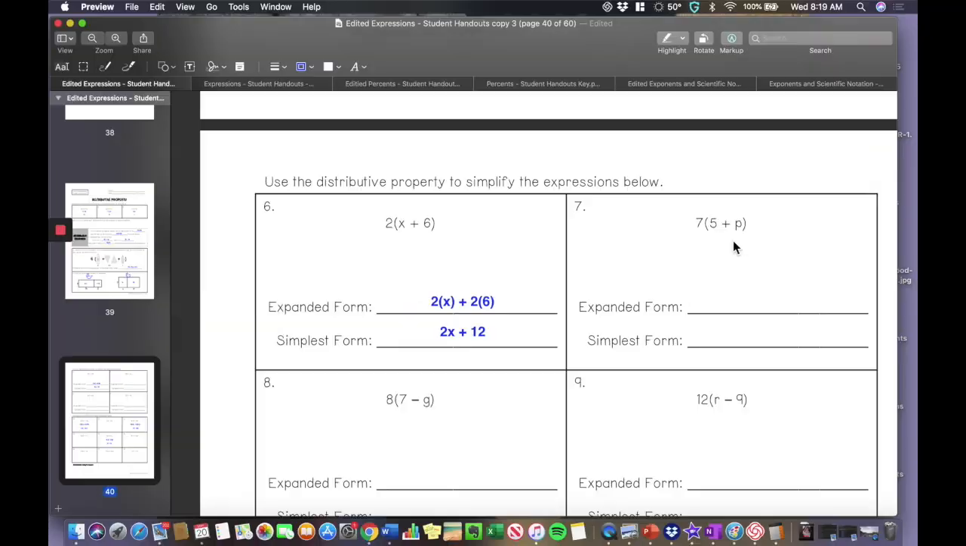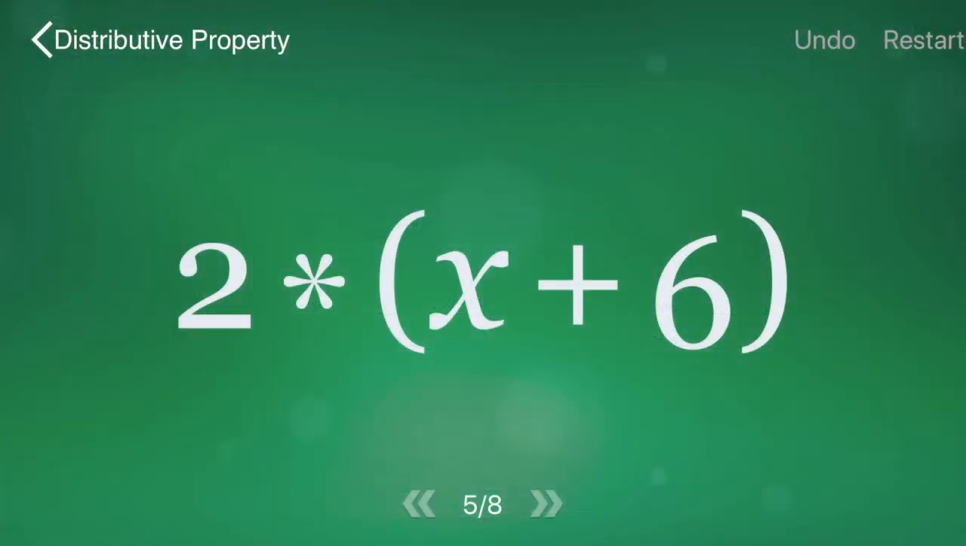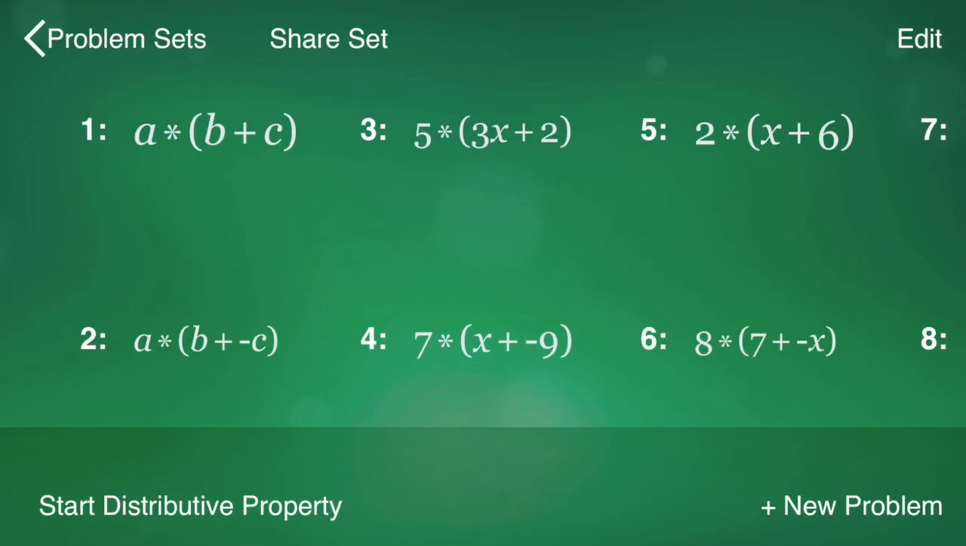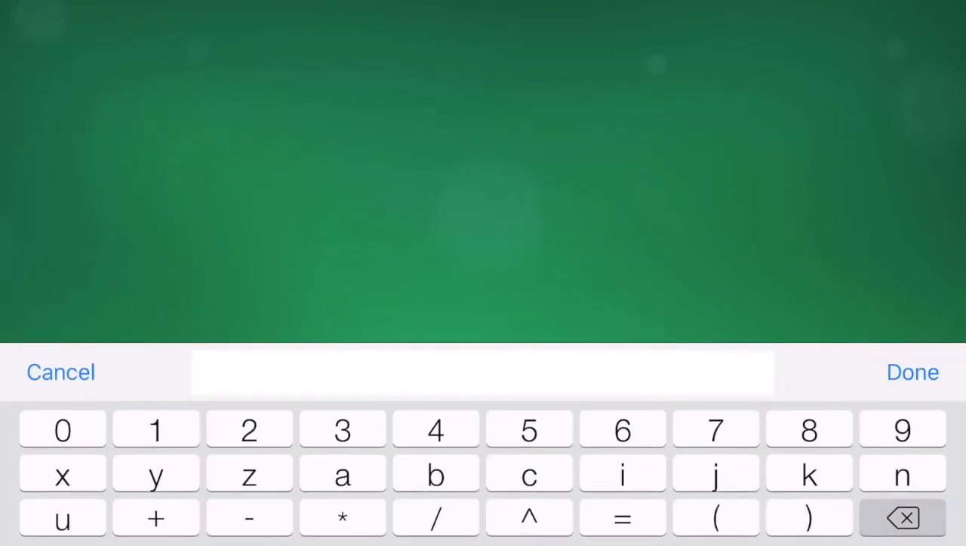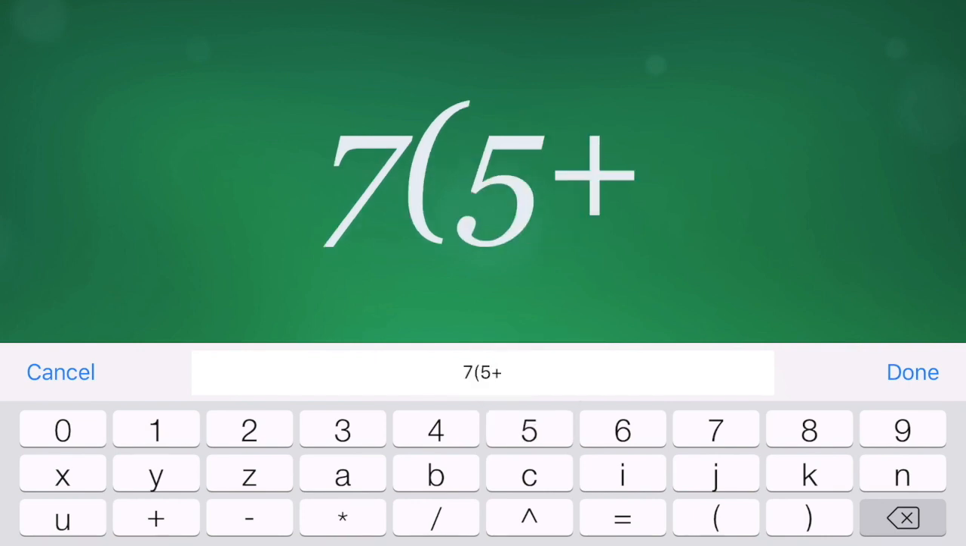So for number 7, the expanded form would be 7 times 5, and then 7 times p. So let's say you didn't know how to do number 7. I can create a new problem, or do a quick problem. And for number 7, I had 7 in parentheses 5 plus p. In this case, I don't have a p on the screen, so I'm going to use x as the example. Okay?